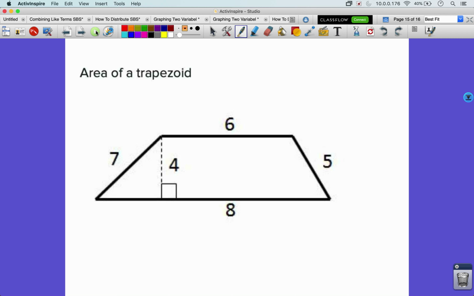All right, area of a trapezoid. This one's a tricky one. What you do is base 1 plus base 2 divided by 2 times the height. So your bases are the two parallel sides. So this will be base 1, this will be base 2, and the height is a dotted line that meets at a right angle. So this will be our height. The 7 and the 5 are just distractors here.